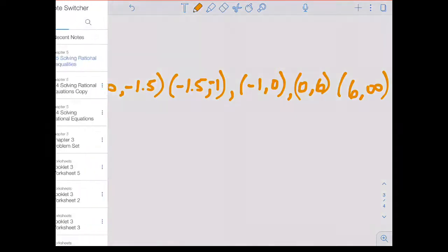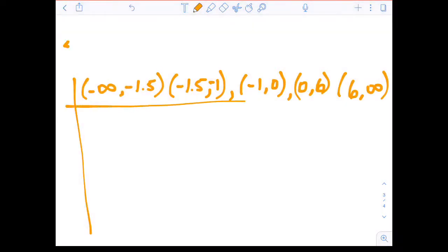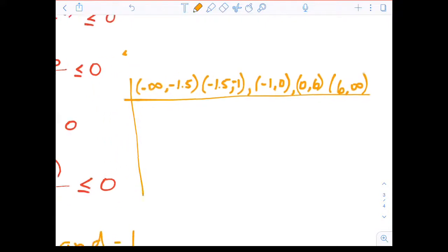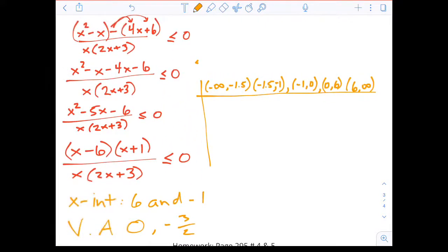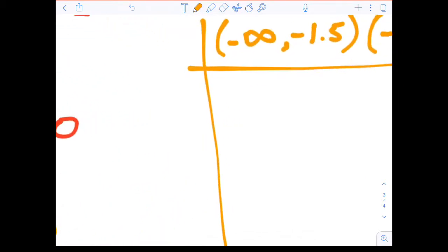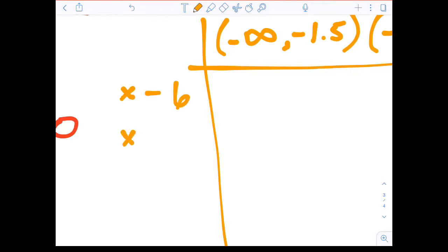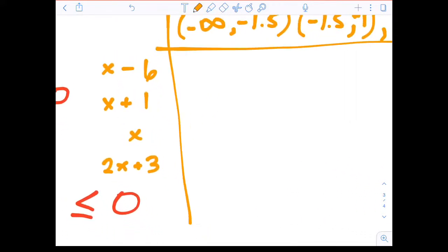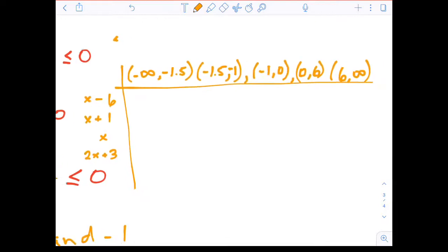We're also going to have multiple factors in this case. My factors are going to be all the parts of my equation: x minus 6, x plus 1, x, and 2x plus 3. So I'm going to put those in. So I have all my factors, and what I'm going to do is fill in my factor chart based on those values that we have.